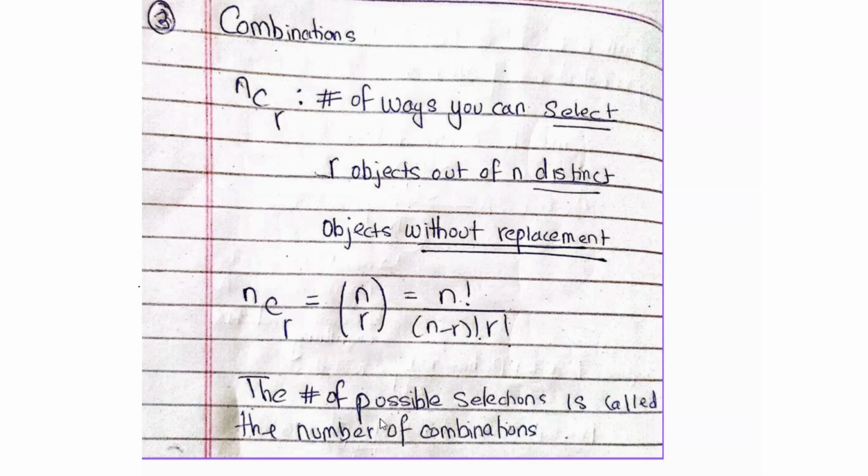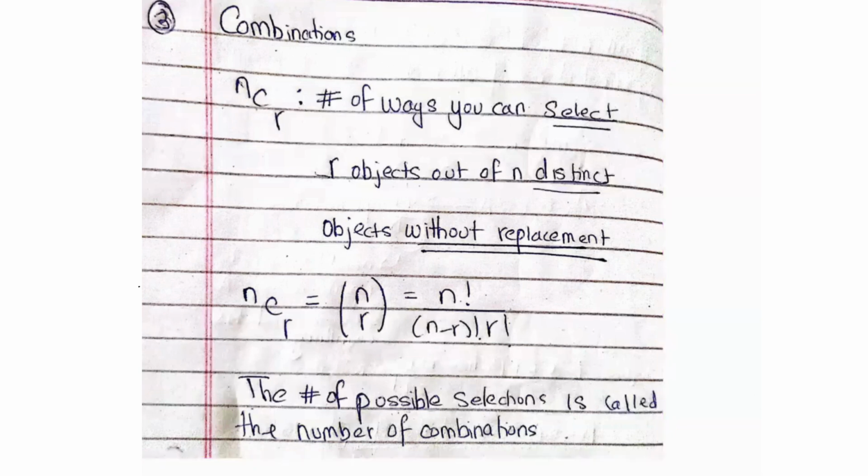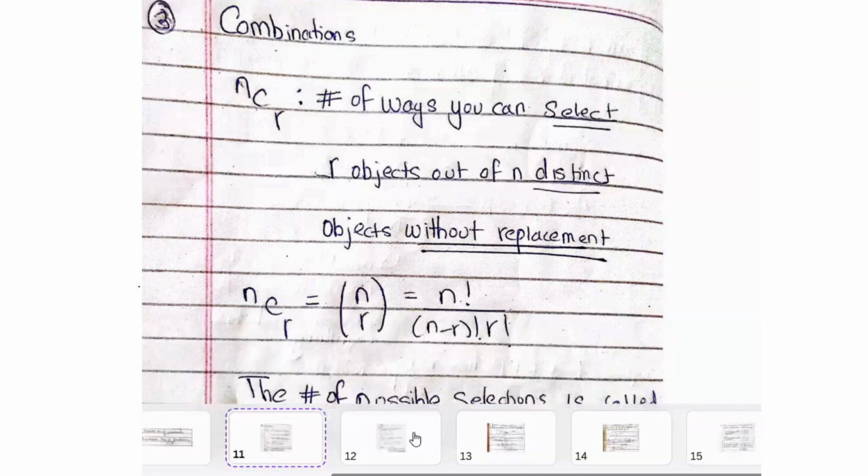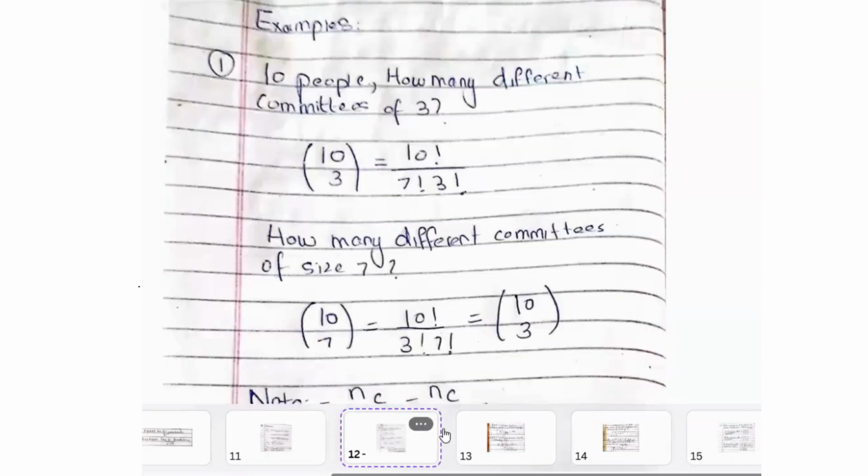So like we said, nCr gives us the number of ways we can select r objects out of n distinct objects without replacement. The number of possible selections is called the number of combinations. So combinations essentially represent selections, where n choose r tells you the number of ways you can select r objects out of n distinct objects without replacement. Permutations represent arrangements, combinations represent selections.